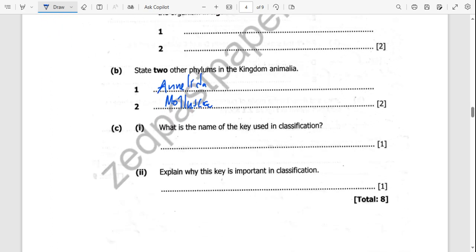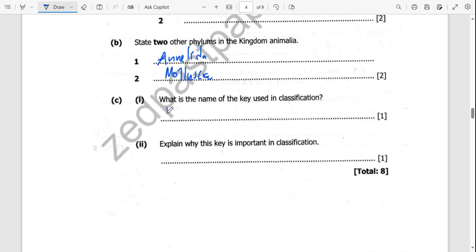What is the name of the key used in classification? That's known as a dichotomous key. What is the importance of this key in classification? The dichotomous key is important in classification in that it is going to name two things, all right? So when you want to identify something, you are going to use a statement that is going to describe the characteristic, which, if followed step by step, will make it possible for you to classify the organism. And the key uses the dichotomous key.